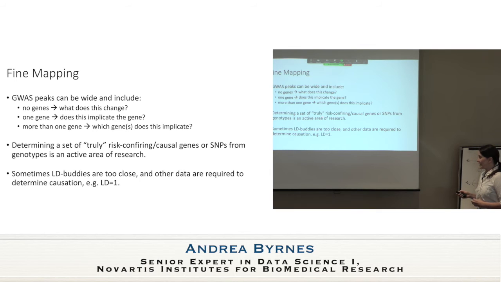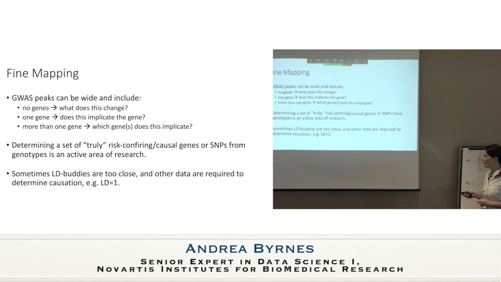So determining a set of truly risk-conferring causal genes or SNPs from genotypes is an active area of research, and there are a lot of other places where this comes into play. I should also mention that this kind of definition of causality, I'm coming at this as a drug hunter, and so we're very interested in how different molecules interact with one another. And so we're really looking for a literal explanation for this.